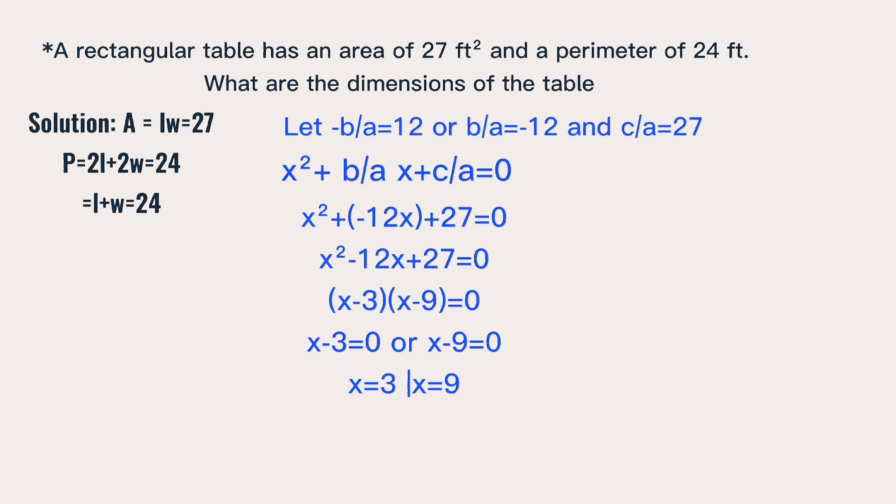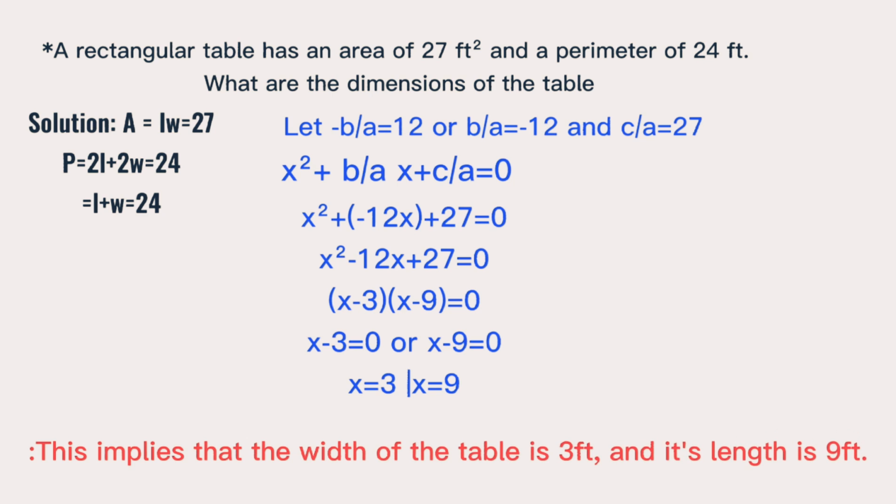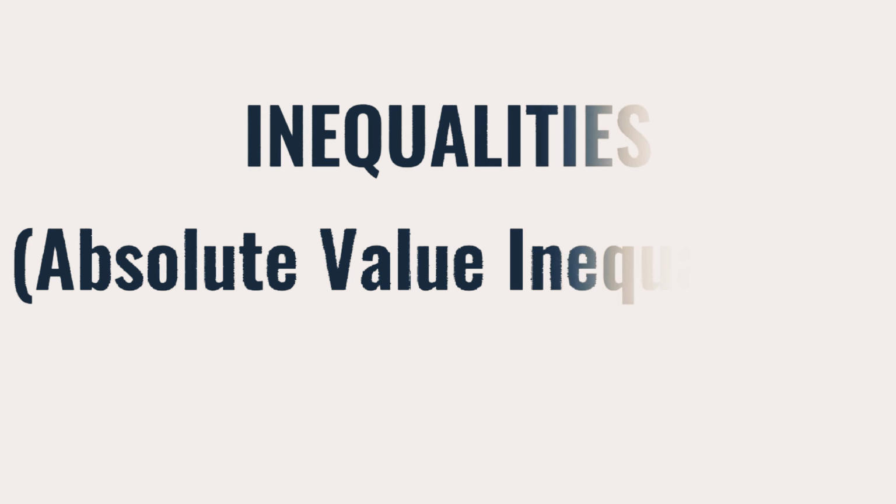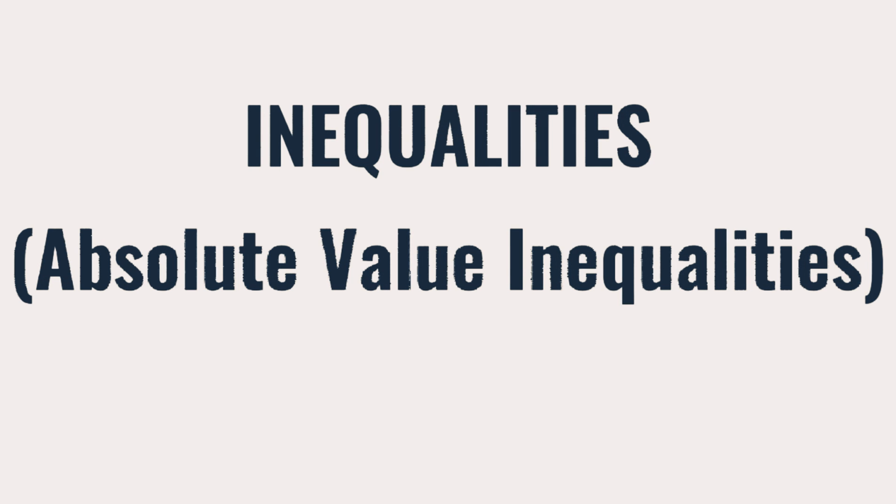Let's equate. X minus 3 is equals to 0 or x minus 9 is equals to 0. Then solve for x. X is equals to 3 or x is equals to 9. This implies that the width of the table is 3 feet and its length is 9 feet. So our last topic is all about inequalities. Let's proceed to the problem solving.